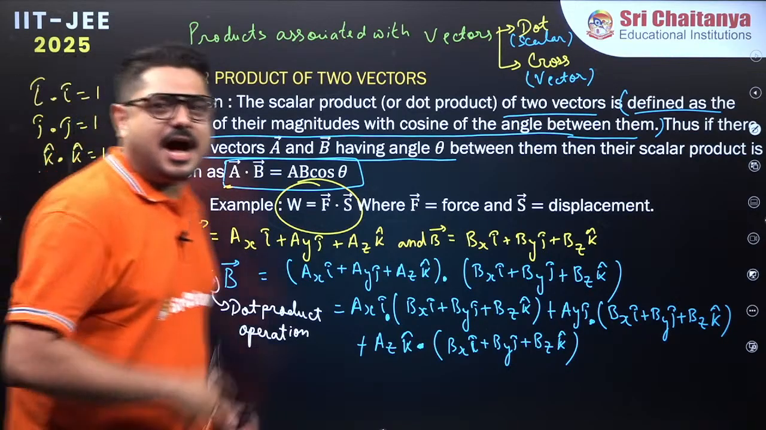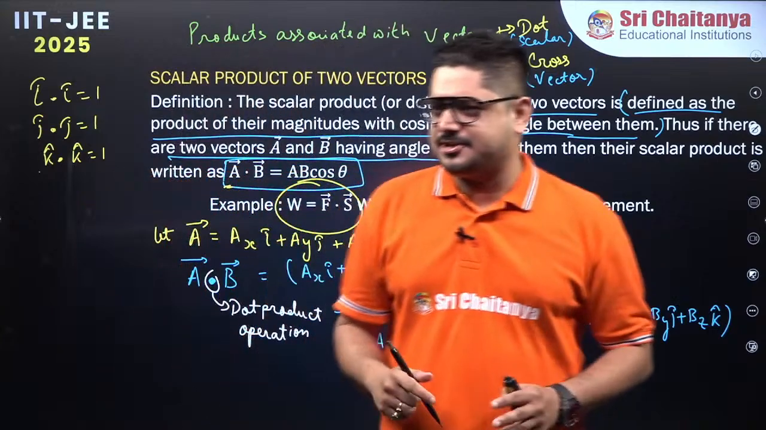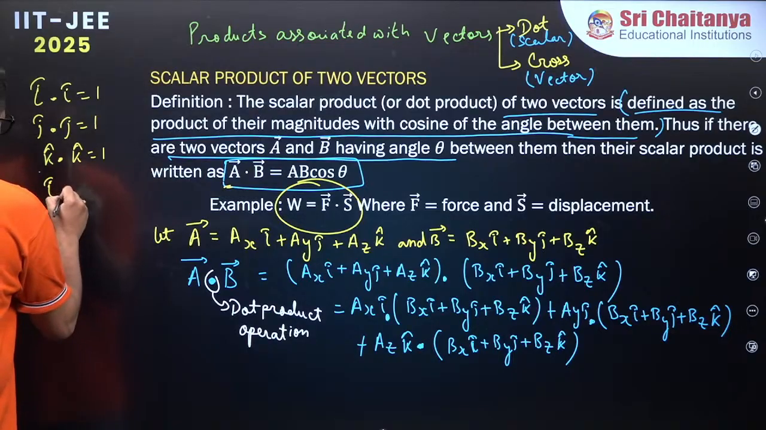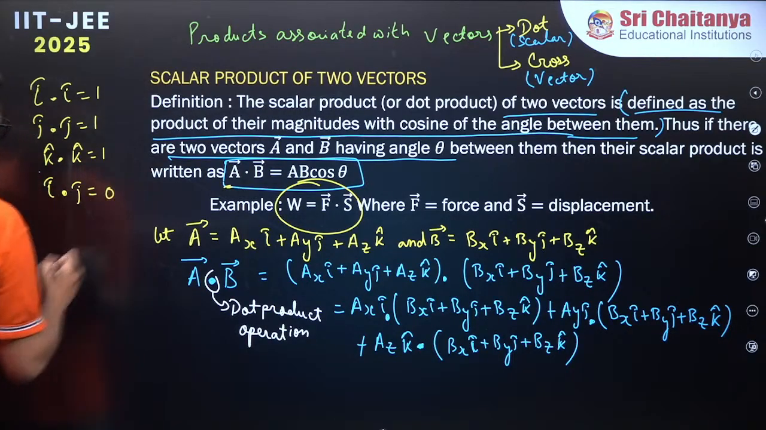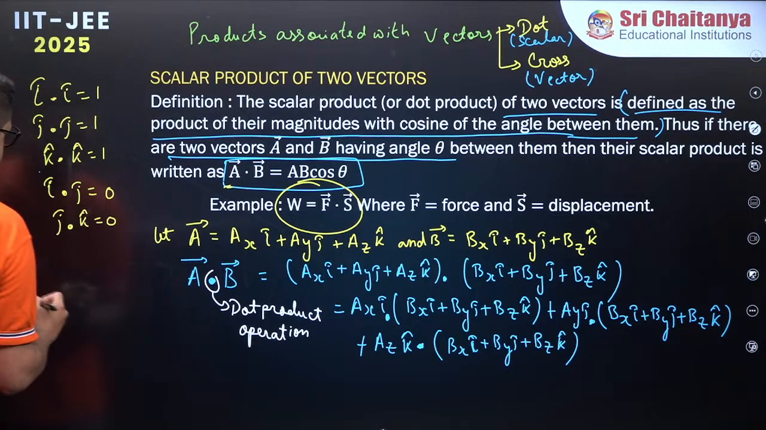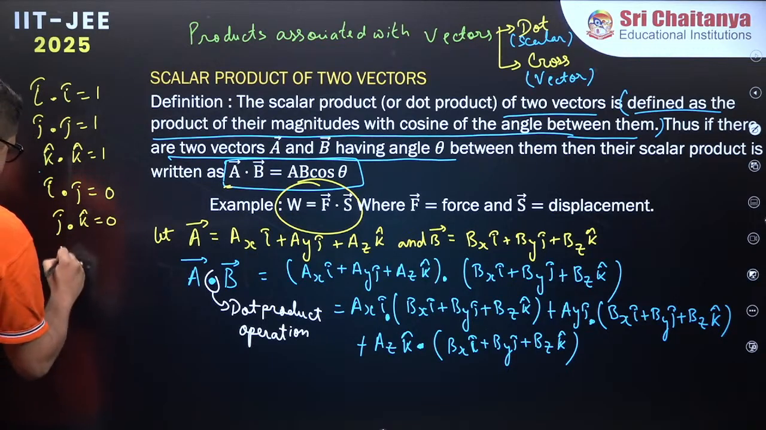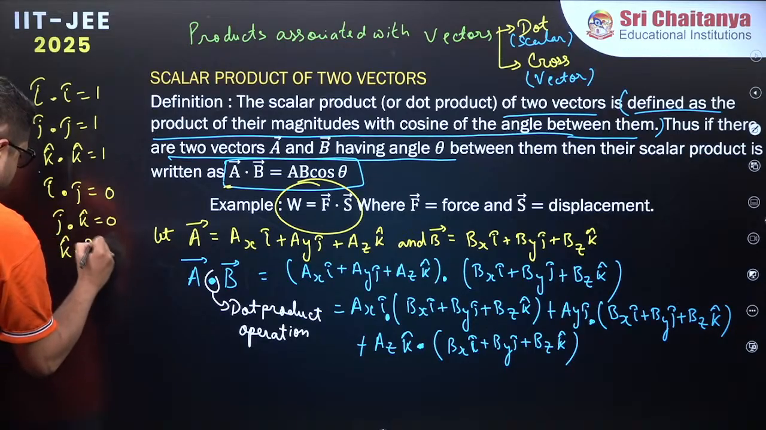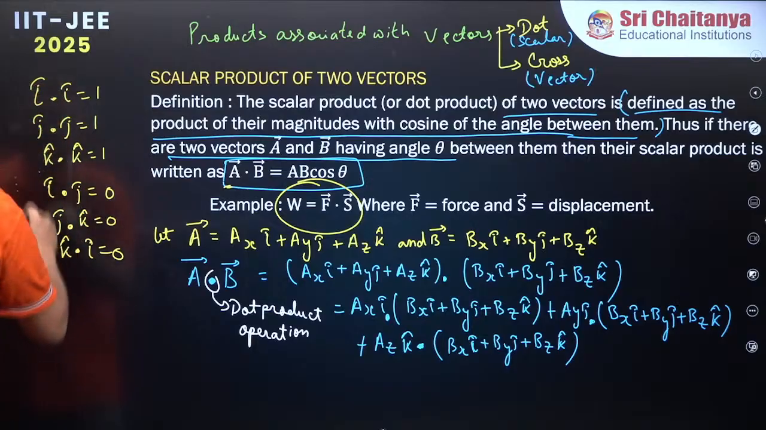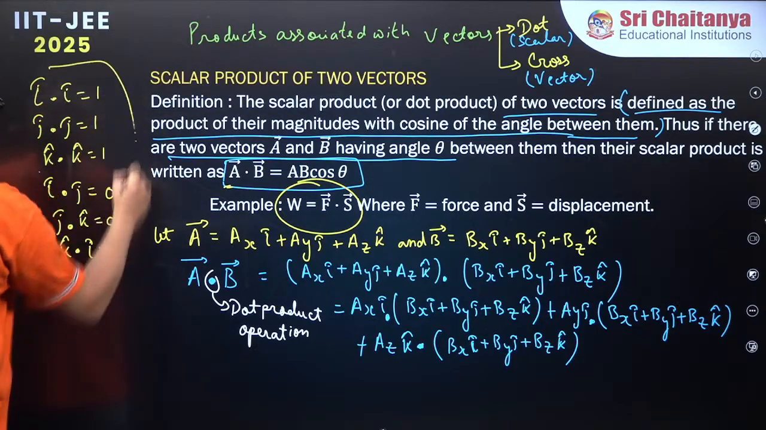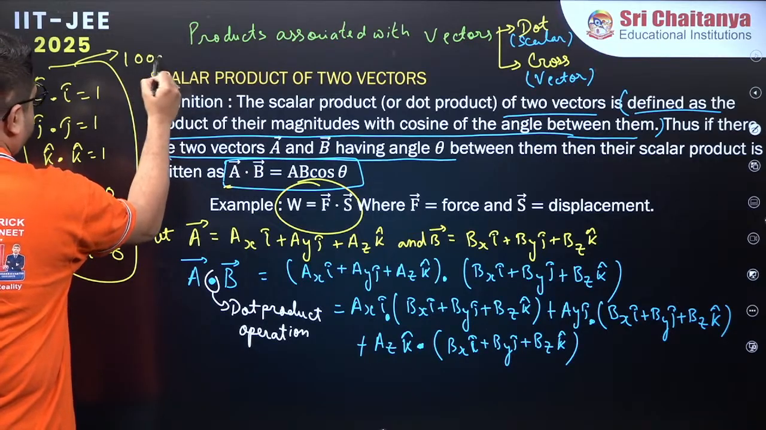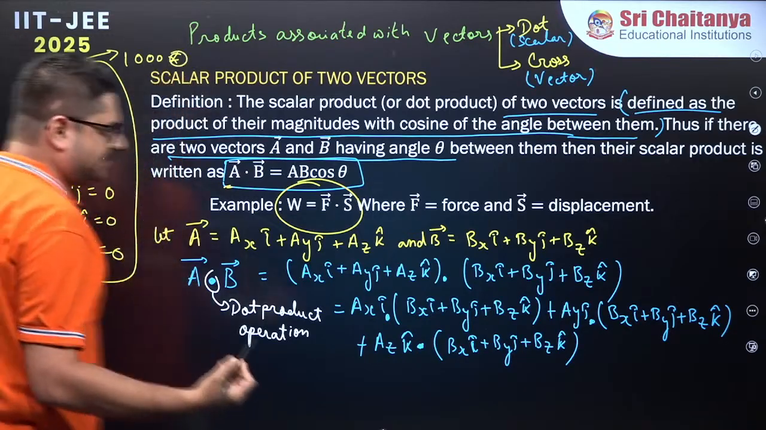Whereas, unlike unit vectors, you can write it down as i cap dot j cap is going to be 0. j cap dot k cap is going to be 0, isn't it? And finally, you can say that k cap dot i cap, or just the vice versa, is going to be 0. So you have to remember this, everyone. I will give you this as 1000 stars worth of remembering this aspect.